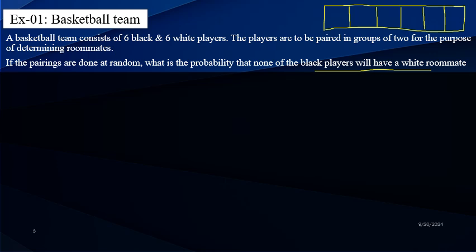Tell me how you can fill up the first box. In how many ways can you fill it up? In total, how many players are you having? 12. So 12 C2. Better not to call it C; like here, choose is a better word. So 12 choose 2. Then second, 10 choose 2. And third would be 8 choose 2. Six choose 2.